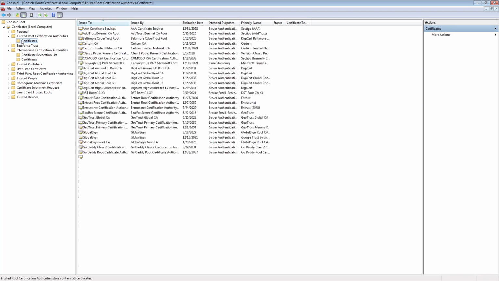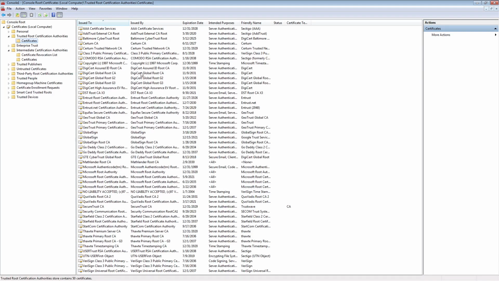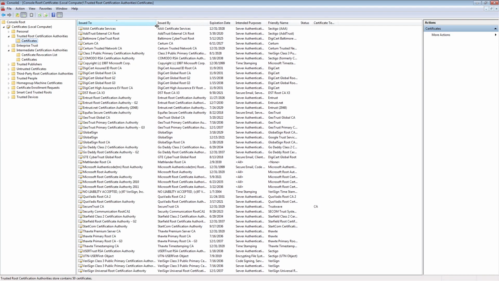But typically it's just the root one that's populated, and then there's this chain, so the roots can issue intermediate authorities, and the intermediate authorities will have a signature that says, hey, I'm vetted, you can trust me because this was issued by this authority.